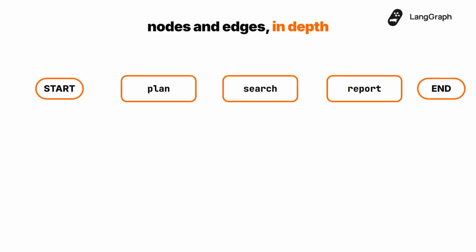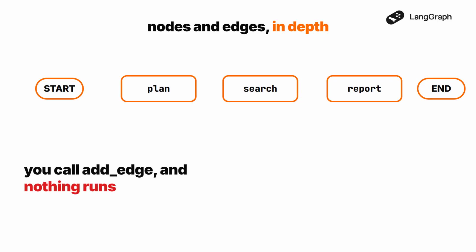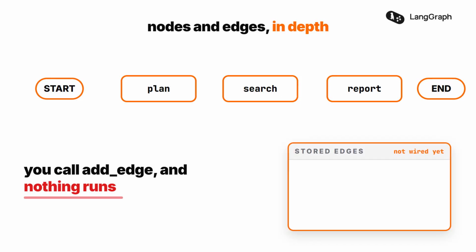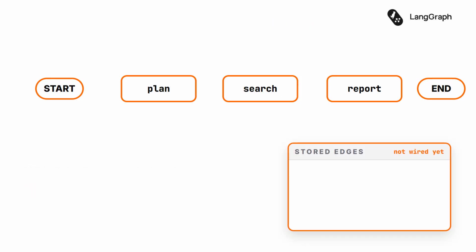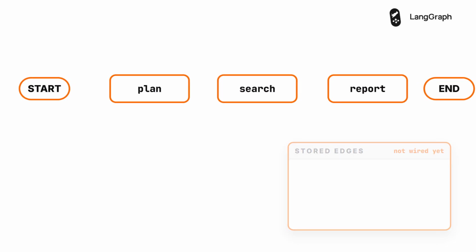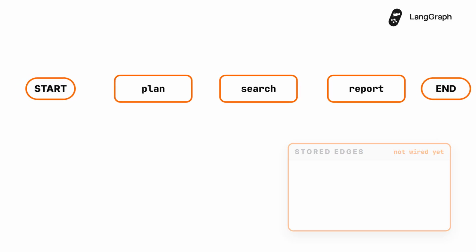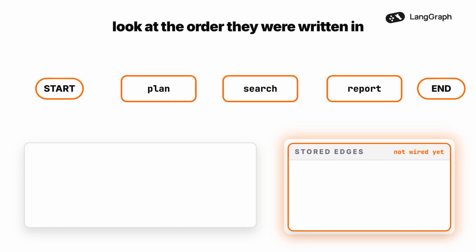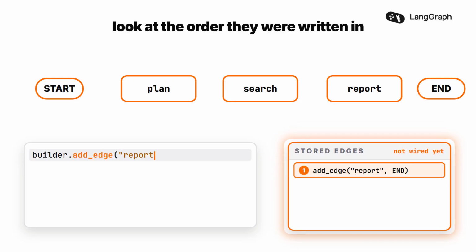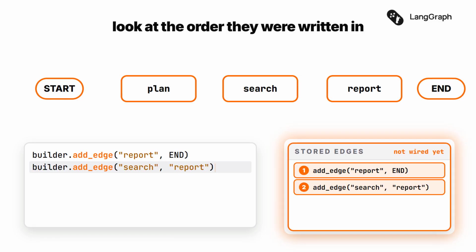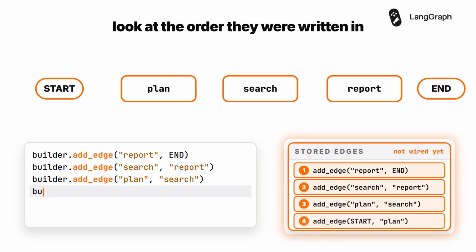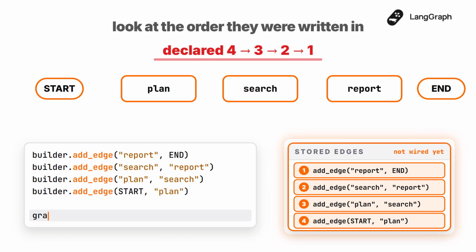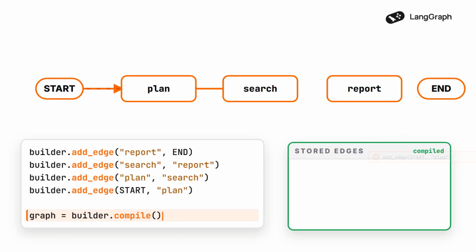An edge is not a step. When you call add edge, nothing runs. You are describing a connection, and the connection gets stored. Look at this graph. Plan, then search, then report. Perfectly ordinary. Now look at the order those edges were written in. Report to end came first, search to report second, plan to search third, and start to plan last, right at the bottom. The wiring was declared backwards, run it, and the output is identical.